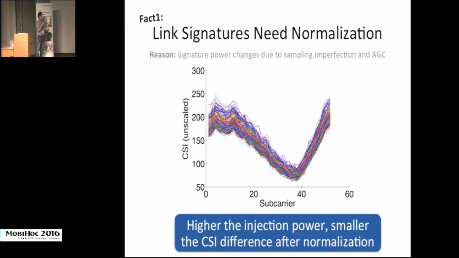Because you will find that once we play with the injection power, once we increase the injection power, you'll find the CSI difference between the bad guy and the good guy actually decreases after the normalization. So that's the first observation we found in the real world.